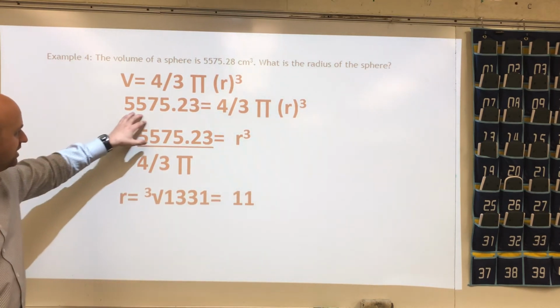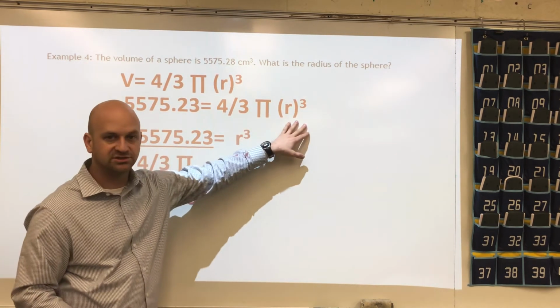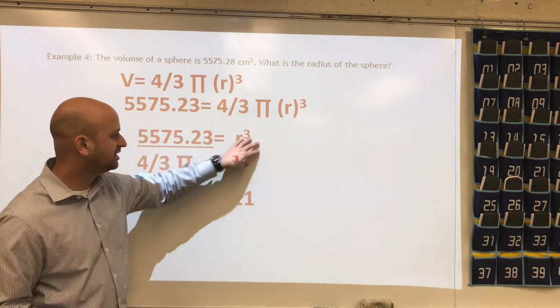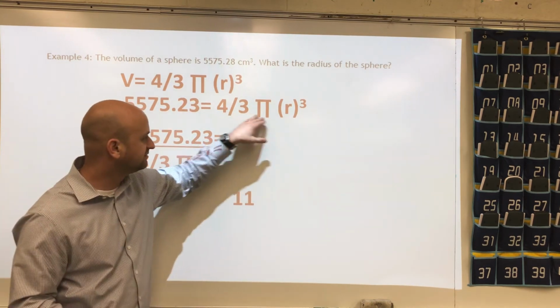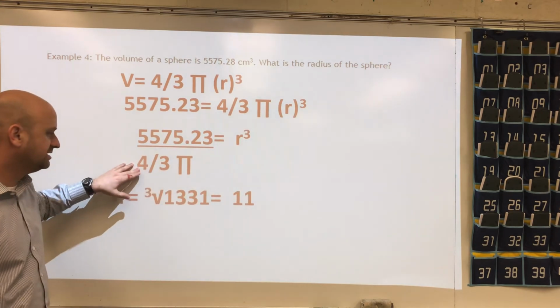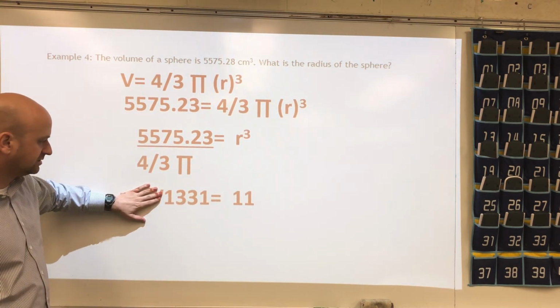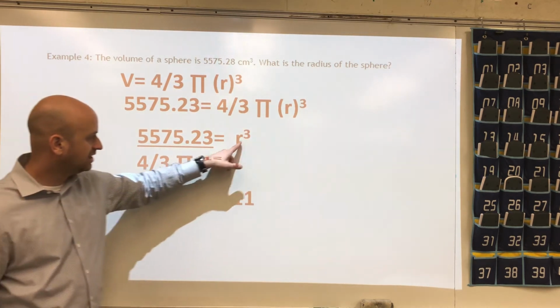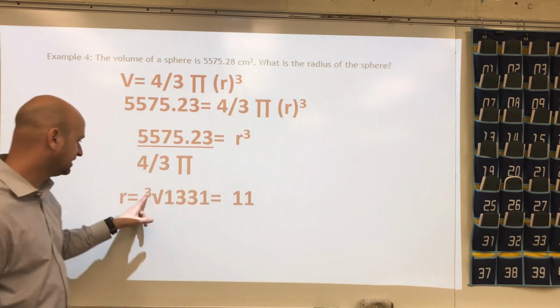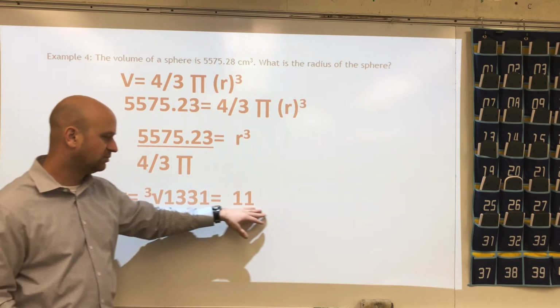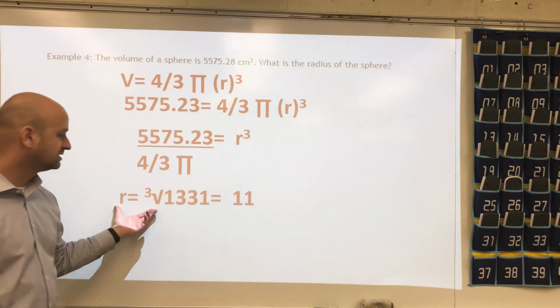So in this problem, we have our volume, which is equal to our equation. And what we're going to do is we want that r cubed by itself. So we're going to divide everything by 4/3 pi. And when we do this in the calculator, you get 1,331. And then how do we undo a cube? We're going to take the cube root. And when we do that, we get a radius of 11.